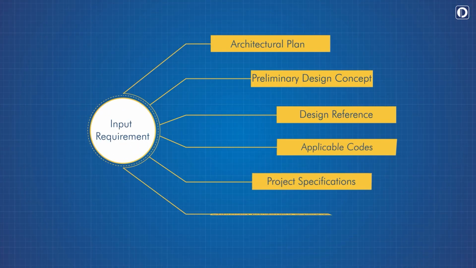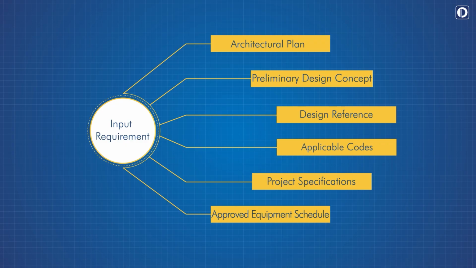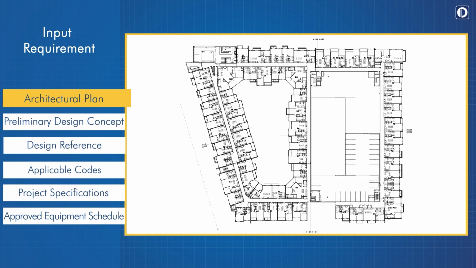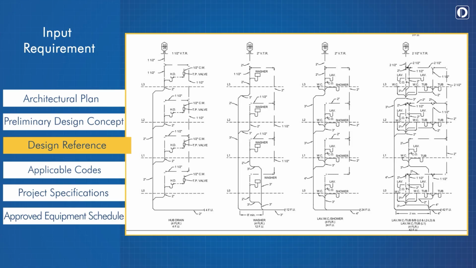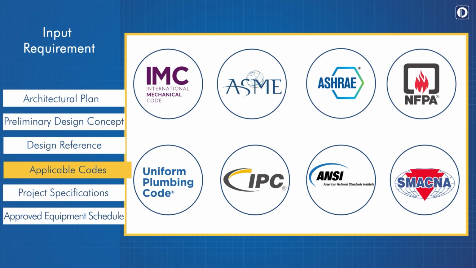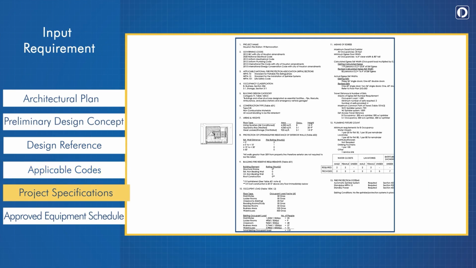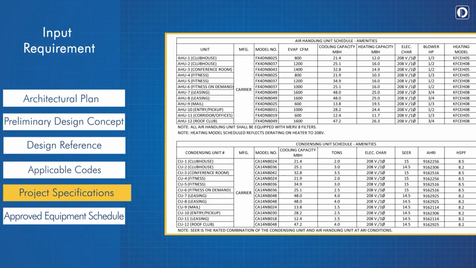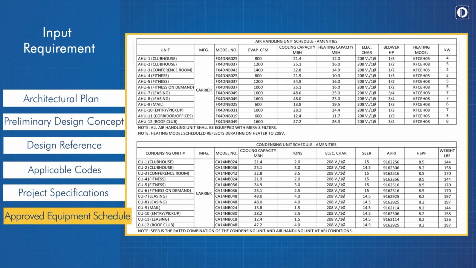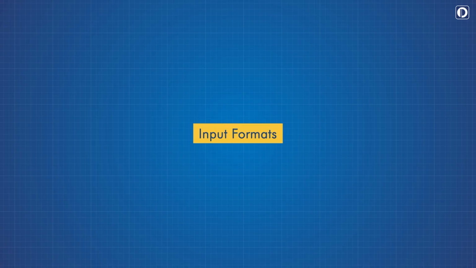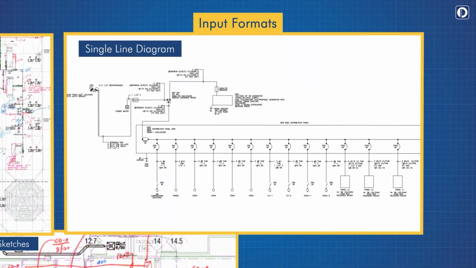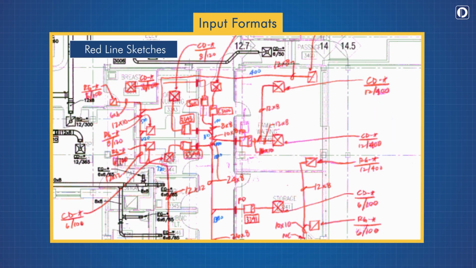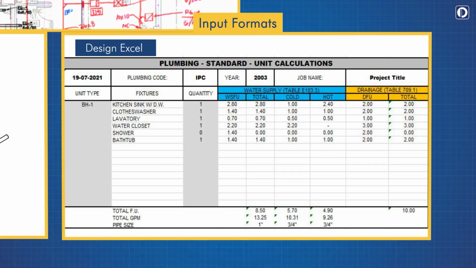To create a 3D model, we require the following from our clients: architectural plan, preliminary design concept, design reference, applicable codes, project specifications, approved equipment schedule. We are highly flexible, and work with a wide variety of input formats, such as hand sketches, single-line diagrams, red-line sketches, schematics, design excels and more.